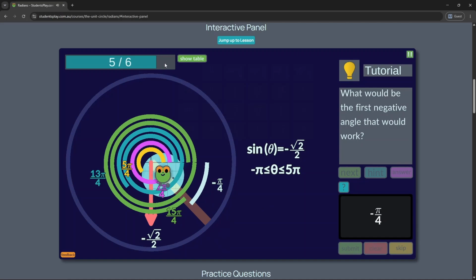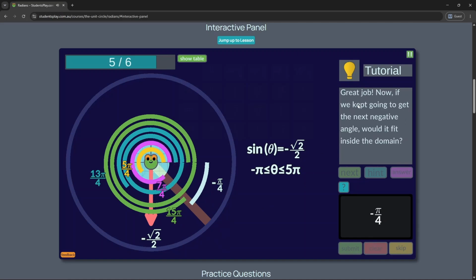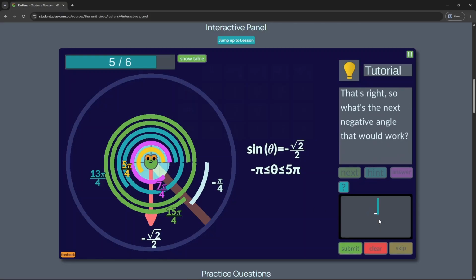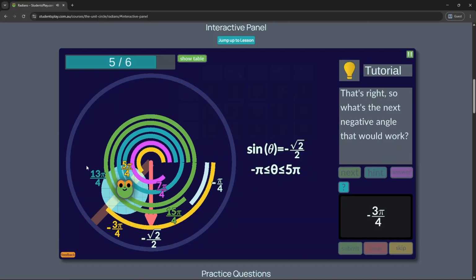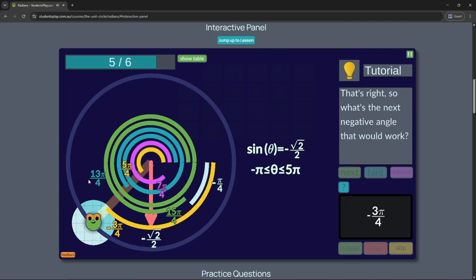And I think there might be one more based on this. Let's check it properly. So if we did the next one, would it fit? So we're going to get around to here. We can just count with this one. So 1, 2, 3. And 3 pi on 4 is less than pi, because pi would just be 4 pi on 4. So yeah, that one fits. So negative 3 pi on 4. We could also go around to 4 pi on 4 and then come back pi on 4 to get the 3 pi on 4.